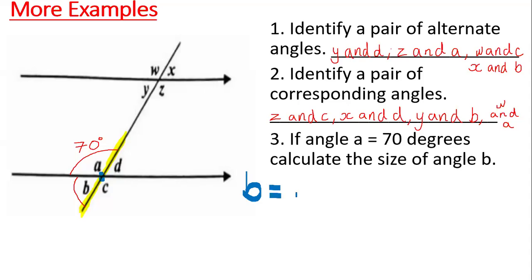180 minus what? Minus 70. Which is equal to what? 110 degrees. So we have 180 minus 70, and that gives you 110.